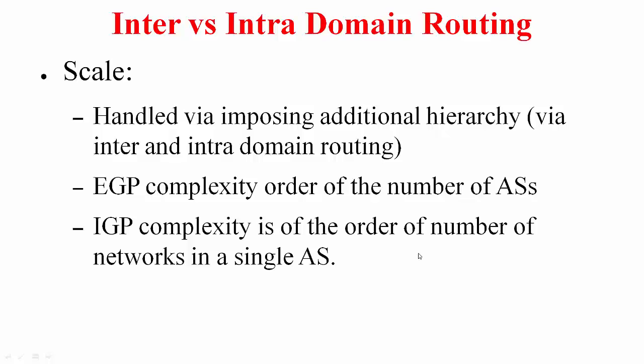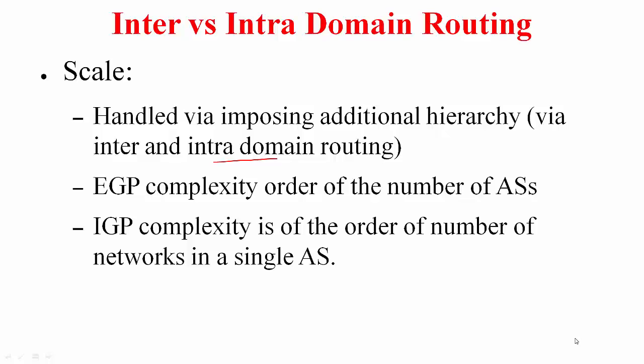And scale is again handled by imposing an additional hierarchy, separating out inter and intra-domain routing. For example, if you're doing link state routing as part of the intra-domain routing, you're not really flooding your packets across autonomous systems. It is contained within your own autonomous system, so it scales well. These border gateway routers will summarize that information and pump it into the other autonomous systems via the inter-domain routing.